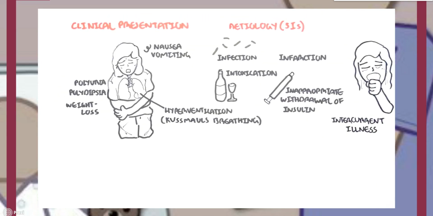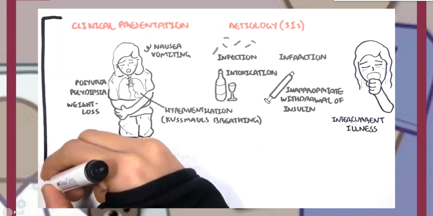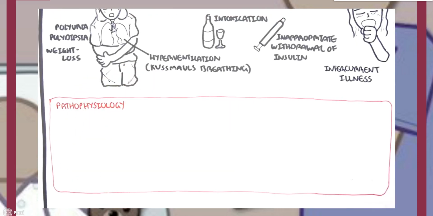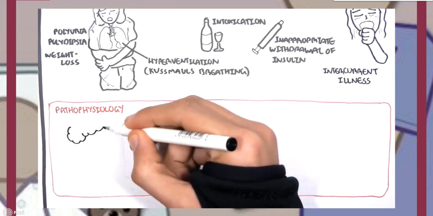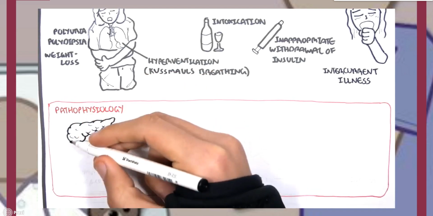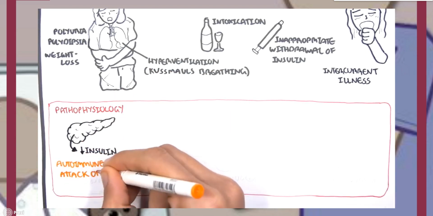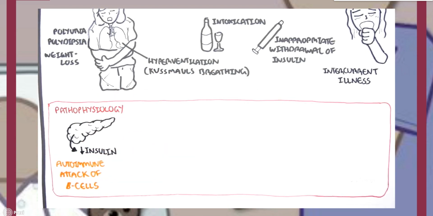And these 5 triggers cause what we know as diabetic ketoacidosis. So let's go into the pathophysiology briefly. If you want to know more about the functions of insulin, watch a video I have on the fed state, which is under biochemistry. Anyways, the pancreas normally produces insulin. However, in diabetes type 1, there is an autoimmune attack on the B cells, which normally produce insulin. And therefore, insulin is not being produced anymore.